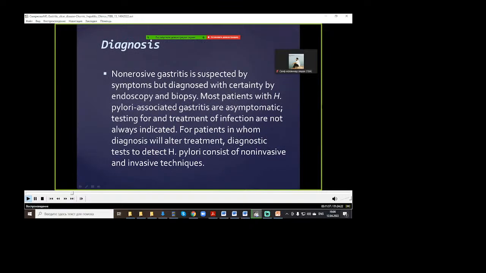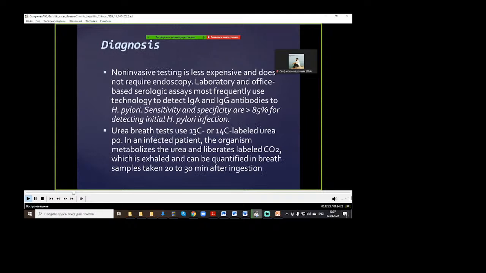How to make a diagnosis? Non-erosive gastritis is suspected by symptoms but diagnosed by endoscopy and biopsy. Most patients with Helicobacter pylori associated gastritis are asymptomatic. So we need to detect Helicobacter pylori. There are non-invasive and invasive techniques for detecting Helicobacter pylori.